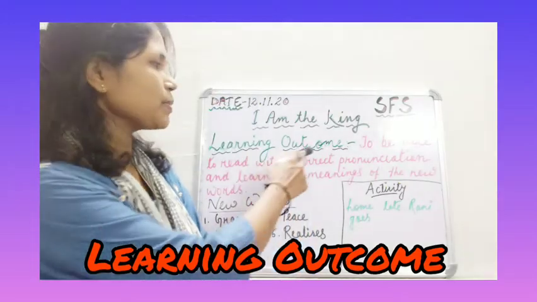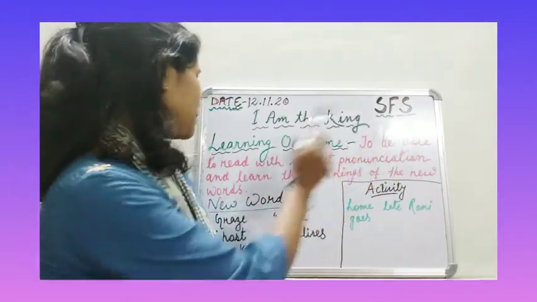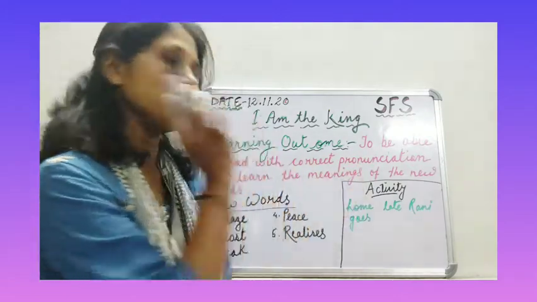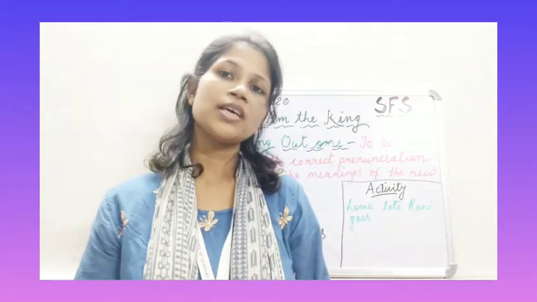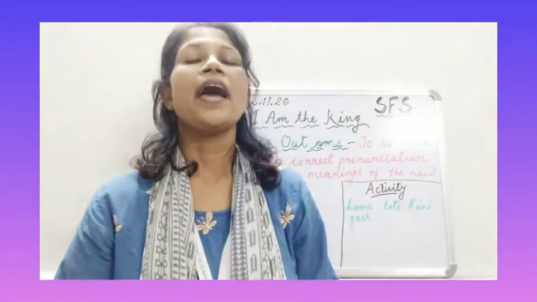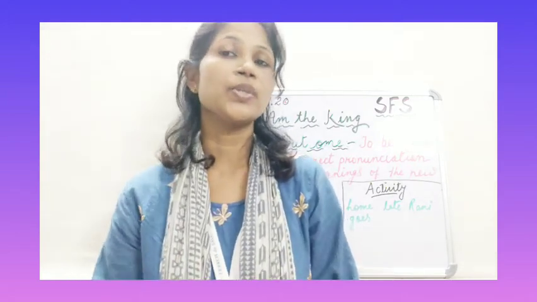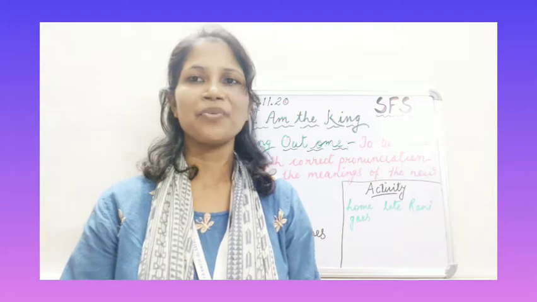The learning outcome of today's class is to be able to read with correct pronunciation and learn the meanings of the new words. That means today I am going to read this particular text. You have to listen to me properly, to learn how I am pronouncing the words with correct pronunciation. And then after that we will discuss the new words given in this chapter along with their meanings.